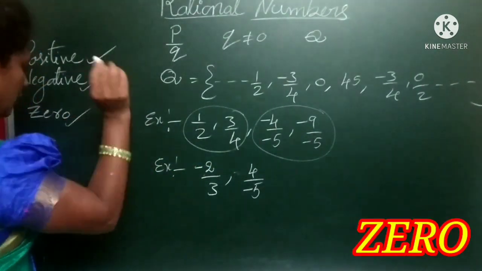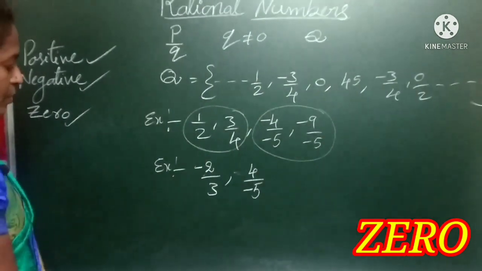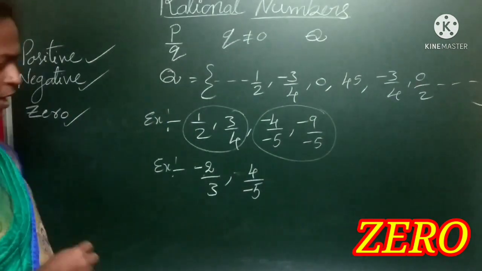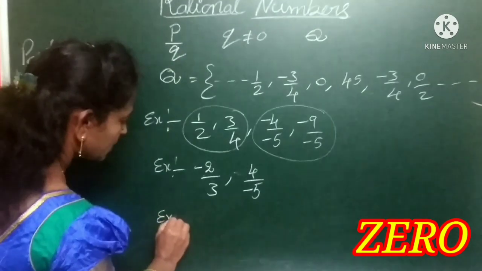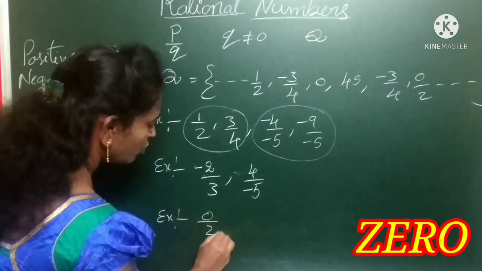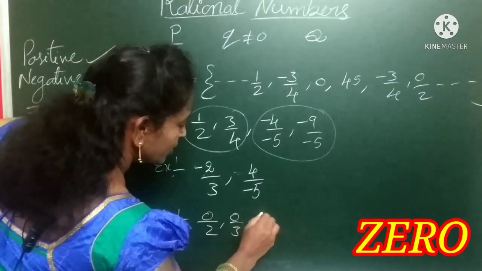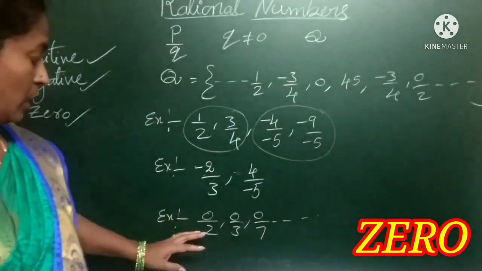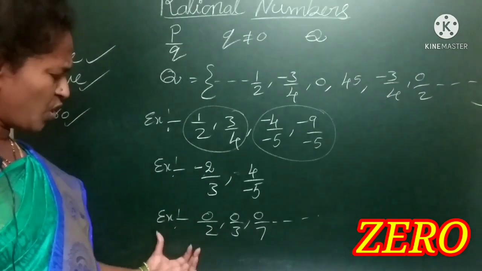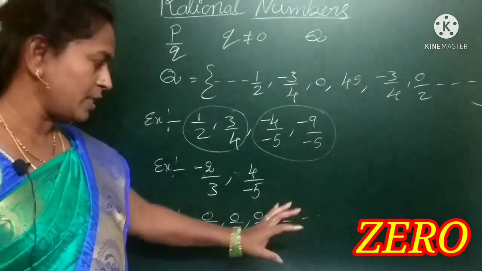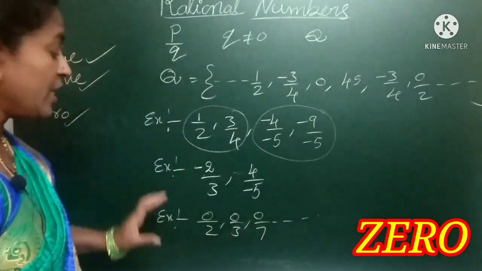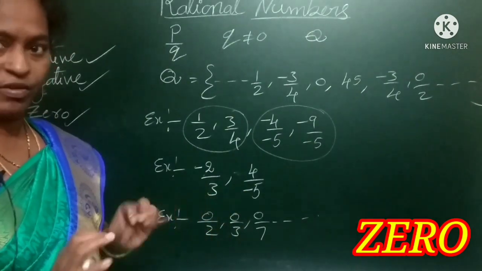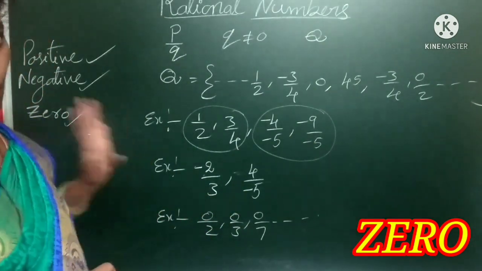Okay, next one is 0. 0 is an integer. It can be written in the form 0 by 2, 0 by 3, 0 by 7 and so on, like that you have to write. When 0 is divided by any number, the result is 0. But division by 0 is not defined. This is a very important point.